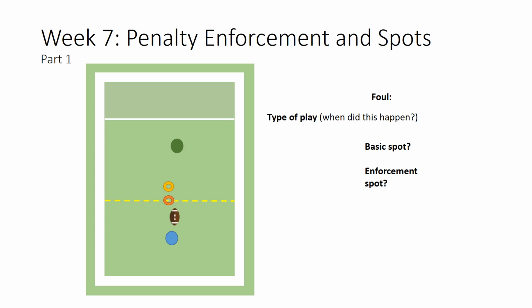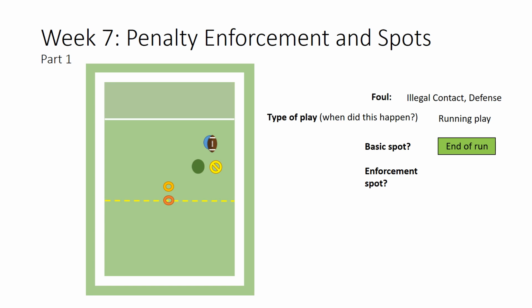In this simple example, the quarterback will take the snap, run down the field, and be fouled by the defense. Let's say the defense pushes the offensive player before they finish their run. This is illegal contact. Once we've determined the foul is illegal contact by the defense, we need to figure out, when did this play happen? What type of play was it? Well, this occurred during a run, so it's a running play. After this, we determine the basic spot, which is our point of reference. Remember, what's the basic spot for a running play? The end of the run.